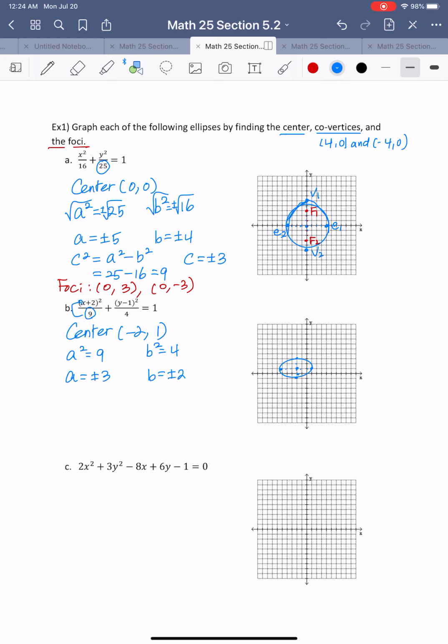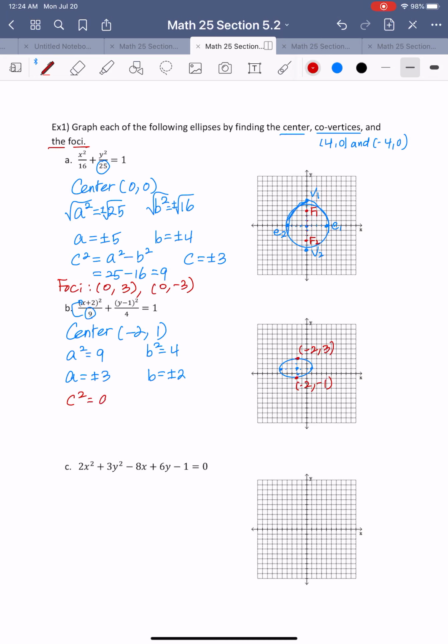Now, the center, we found it. Then we have to find the co-vertices. The co-vertices are on the vertical axis side. So this one is (-2, 3), and this one is (-2, -1).